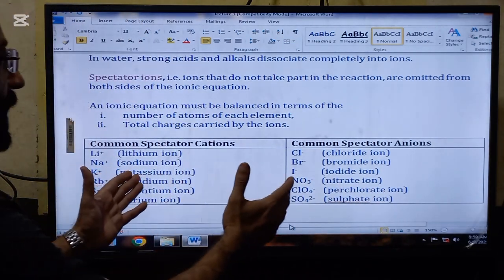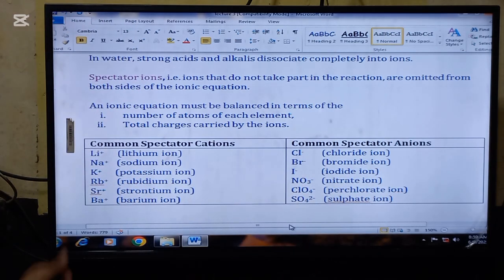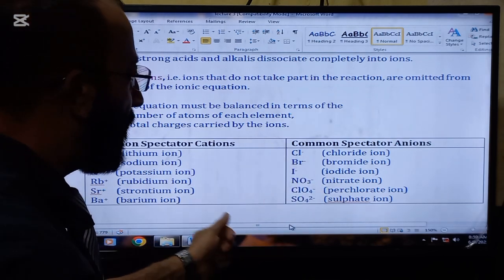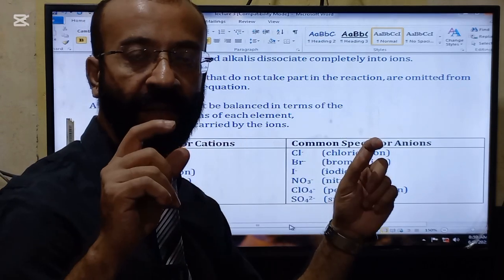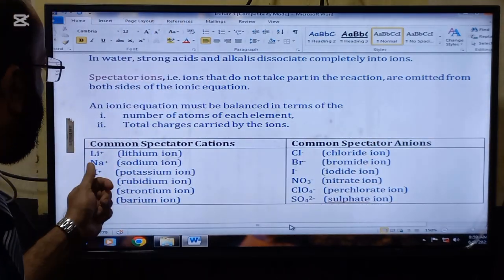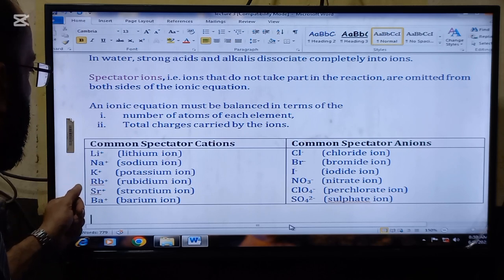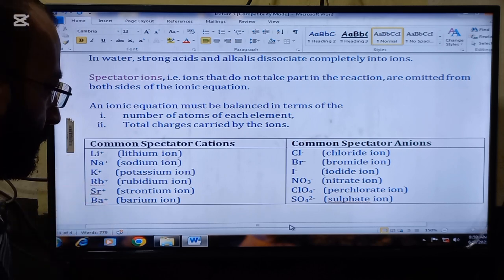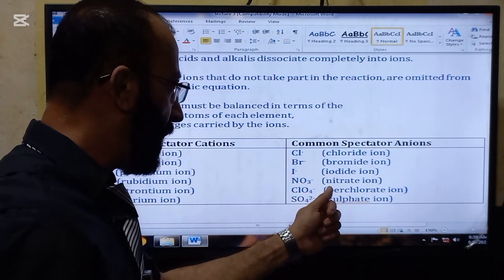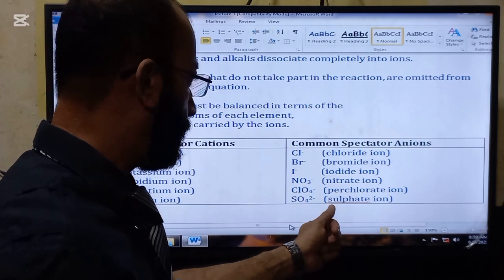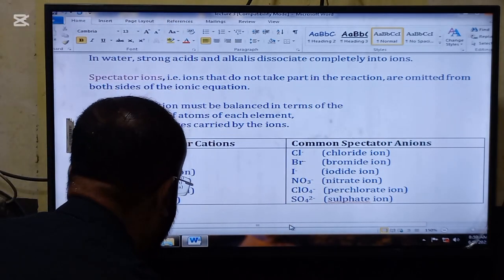These are actually spectator cations and anions. These are common spectator ions. So remember them, because remembering these cations and anions will help you a lot while balancing the ionic equation. Common spectator cations are lithium, sodium, potassium, rubidium, strontium and barium. And common spectator anions are chloride, bromide, iodide, nitrate, perchlorate and sulfate ions. So remember these common ions. These are spectator ions.